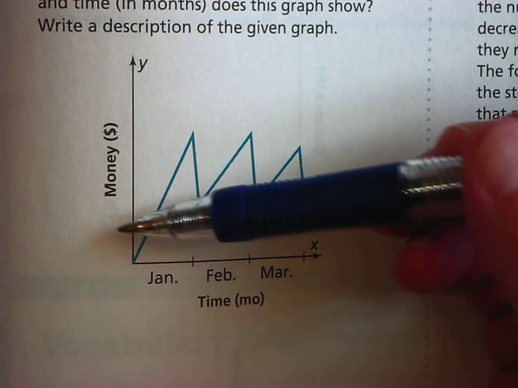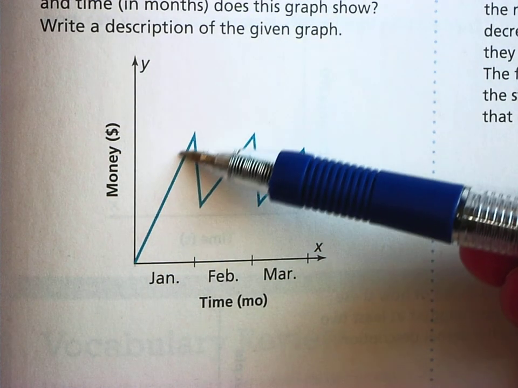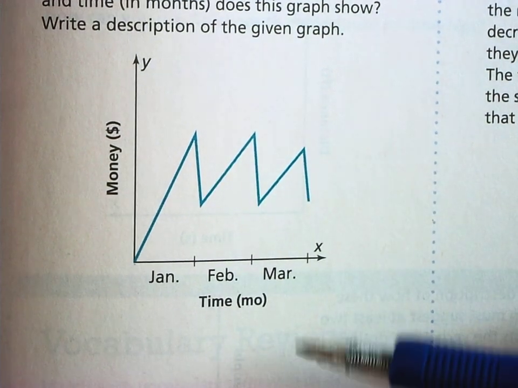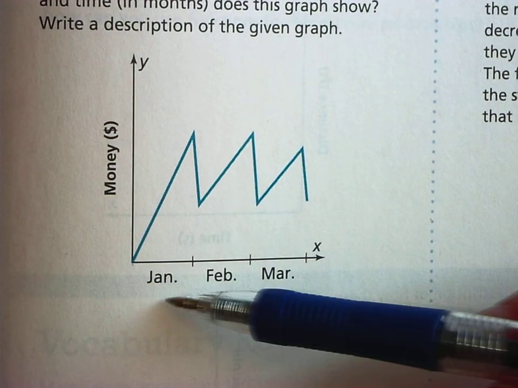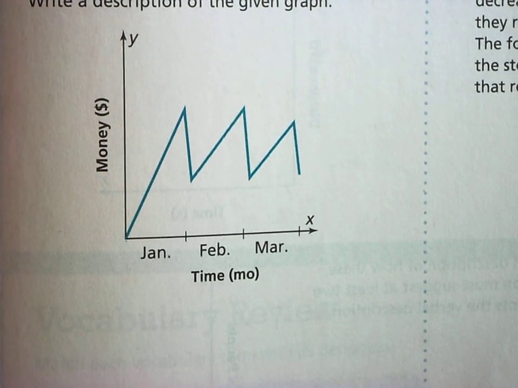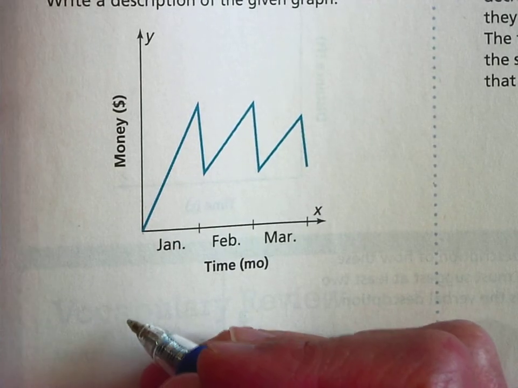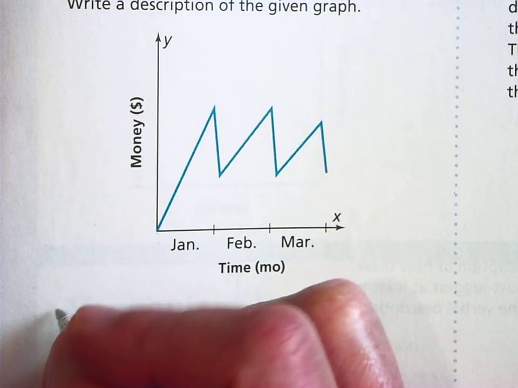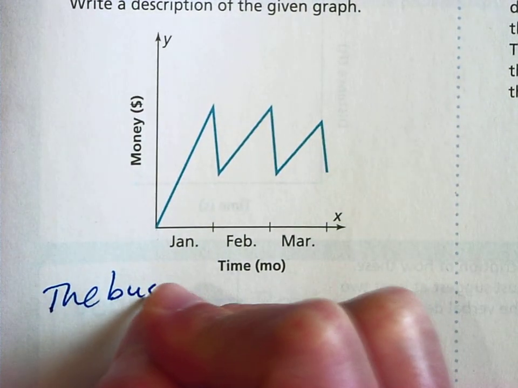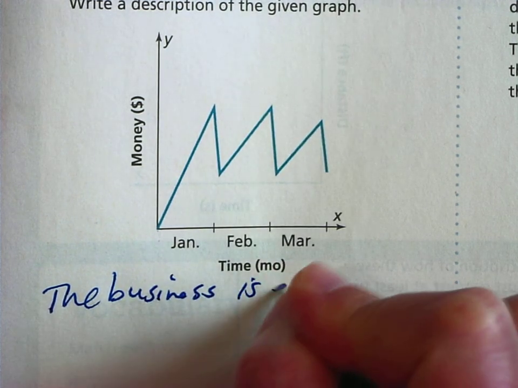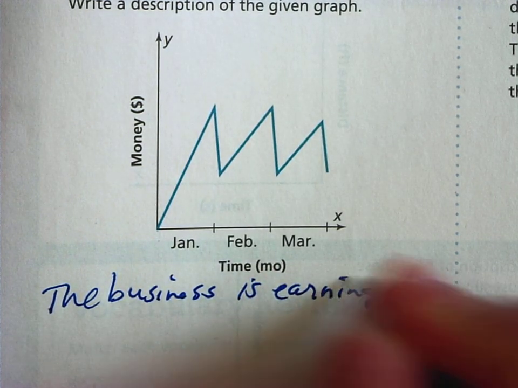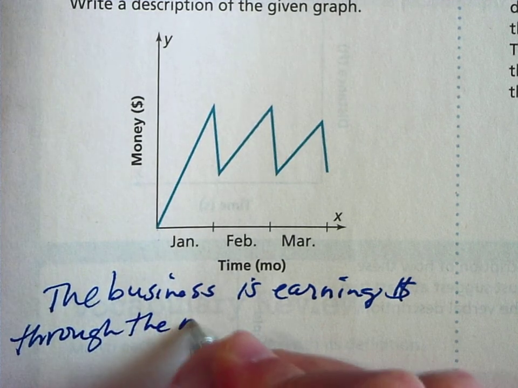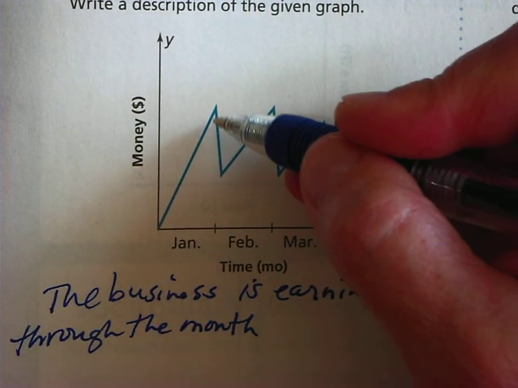Okay, so basically we have money, and the money is going up and then down, up, then down, then up, then down. So we have to come up with why is that happening every month. Okay, so we could say that this business is earning money all through the month. And then what would make the amount of money they have go down?